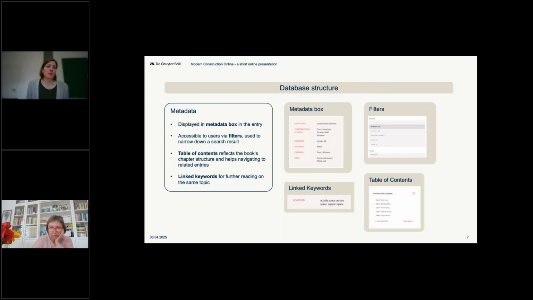So we have the metadata presented in a metadata box on each entry site. Then we have the filters and linked keywords that enable you to do further reading on similar topics. And we have the table of contents that allows you to navigate to entries that in the book were included in a chapter. So we've reflected this book structure a bit in this database, so that you can navigate easily to related entries.